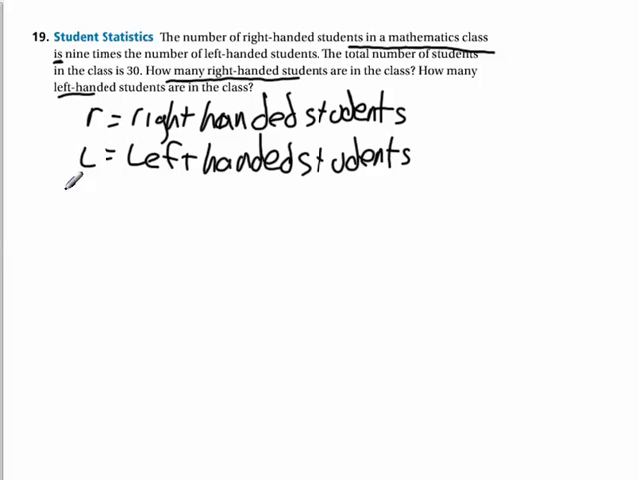We know that there's a total number of 30 kids in the class, so the number of right-handed students plus the number of left-handed students should equal 30. And our other equation is right here underlined. Right-handed students in a mathematics class is 9 times the number of left-handed students. So R is 9 times L. Okay? These are our two equations. What's the easiest way to solve these? I already got a variable solved for, so solve away.